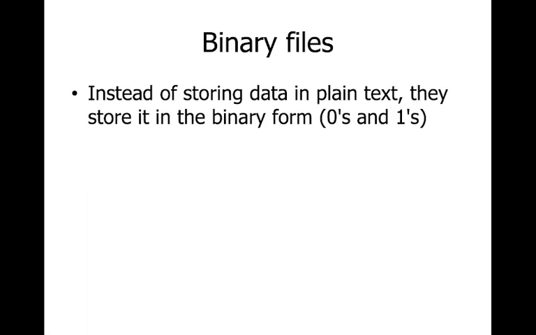So, binary files. We have already seen what a text file is, where we store characters. In binary files, instead of storing data in plain text format, they store it in binary form. Binary form means we have only zeros and ones in the file, and it will actually be ASCII codes that are stored. Even if you are trying to store some text, it will be stored in ASCII code, so it will be in binary format.